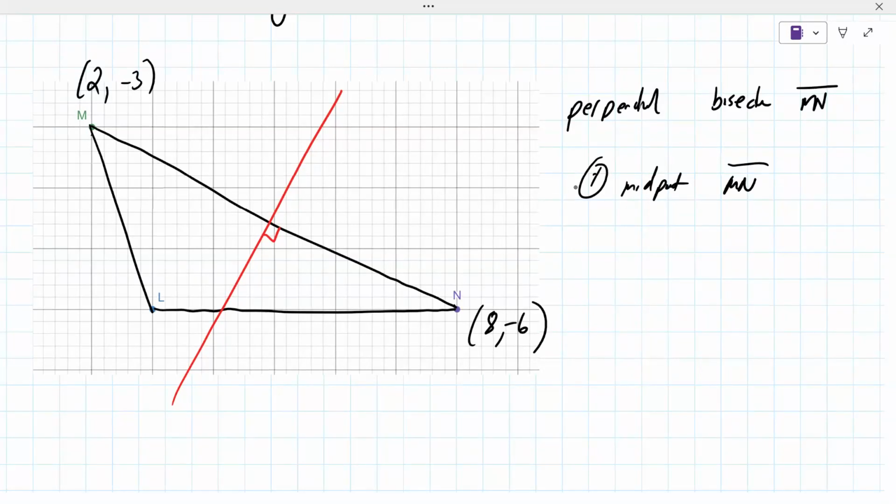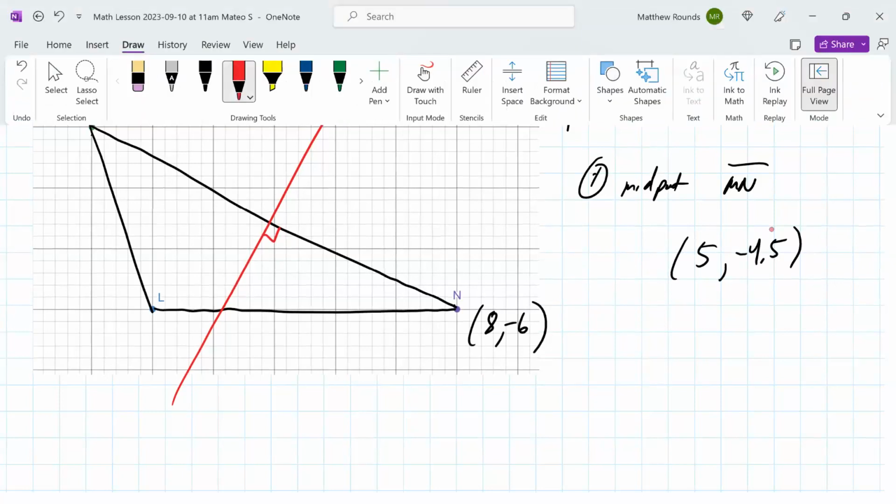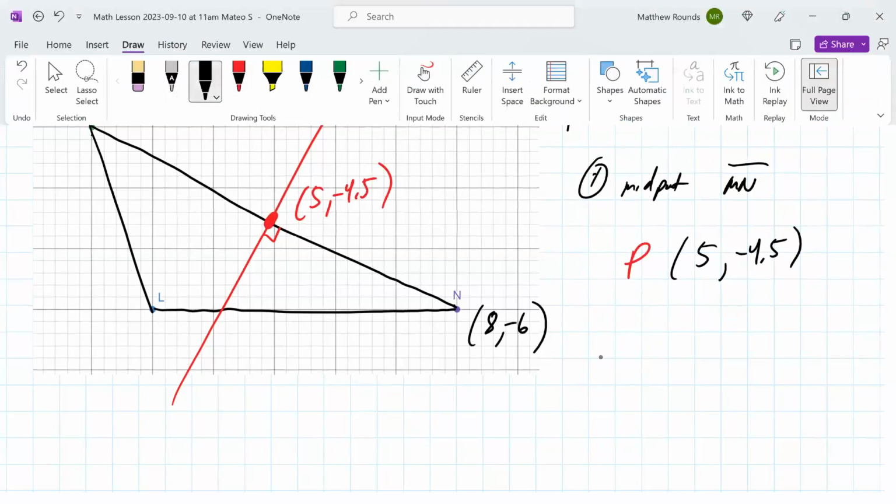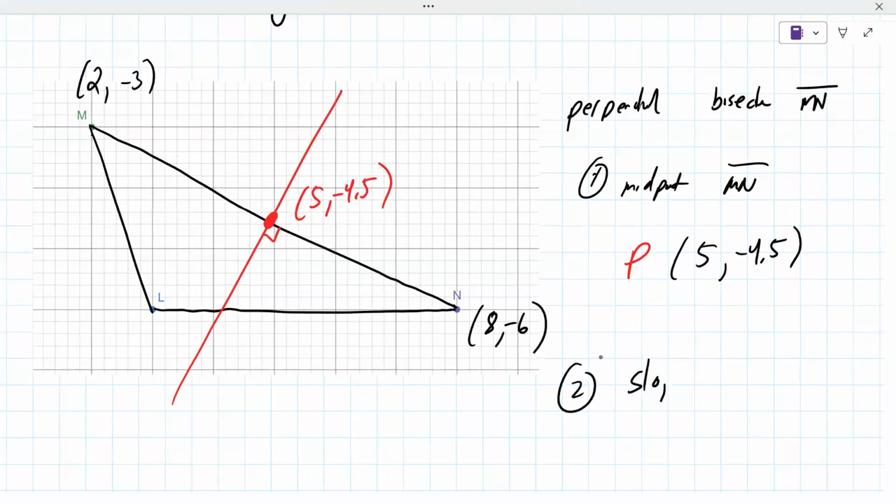Is this 5 comma -4.5? Okay, very good. So that's roughly where the midpoint is. If we call that P, P is 5 comma -4.5. The next thing is to find the slope of that line, slope of MN.